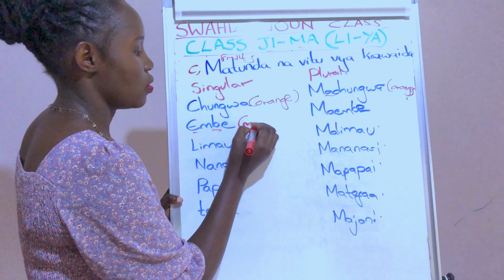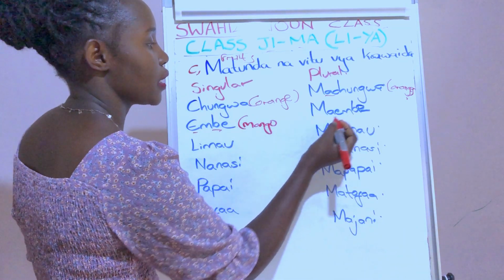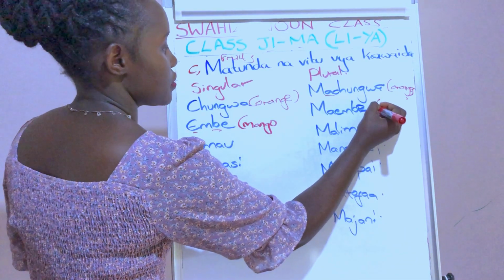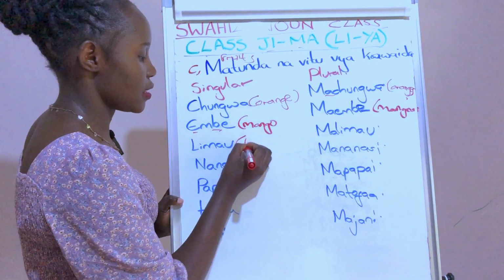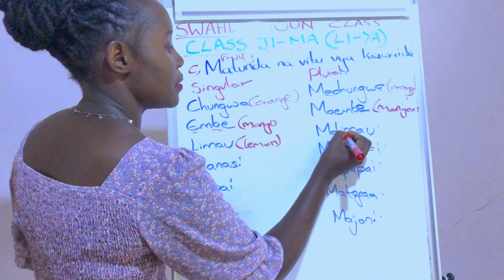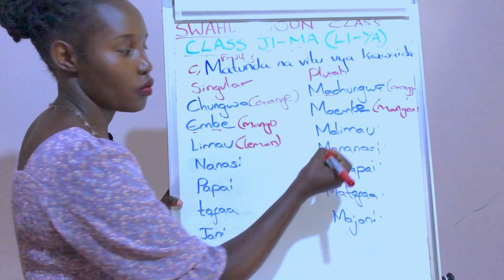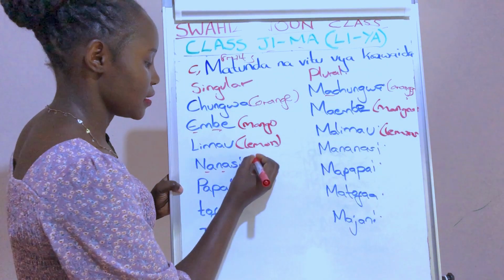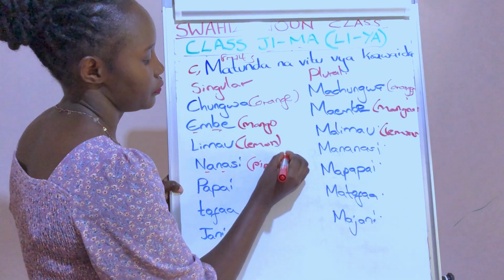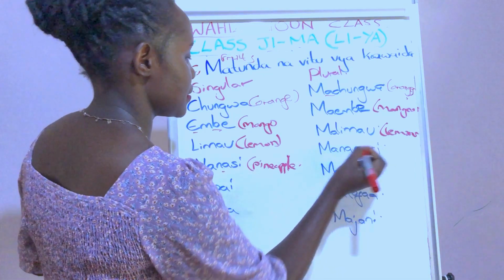Then we have embe. Embe, a mango. In plural we say maembe. Maembe, mangoes. Another noun we have limau. Limau, this is lemon. Plural we say malimau. Malimau for lemons. Then here we have nanasi. Nanasi, pineapple. In plural we say mananasi.